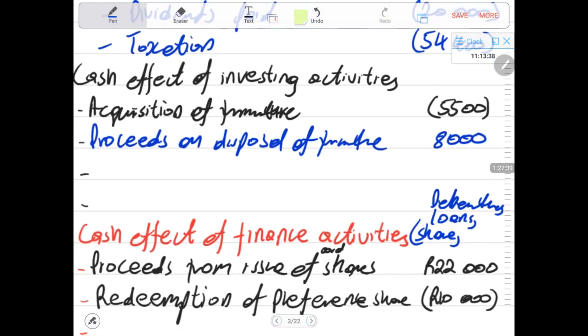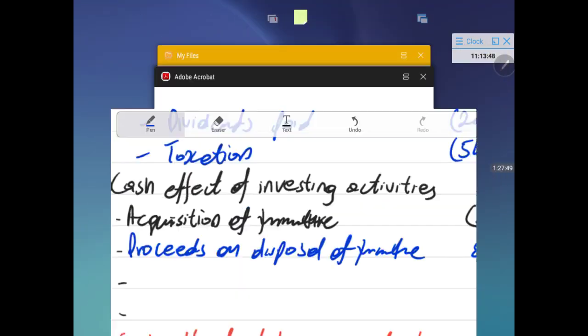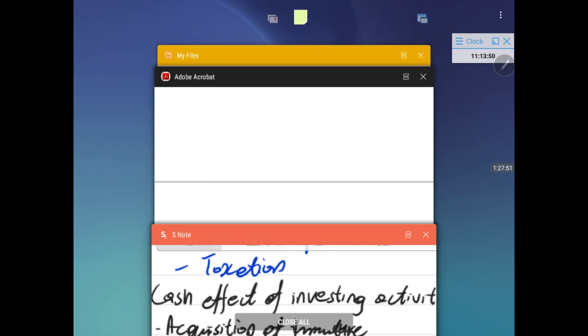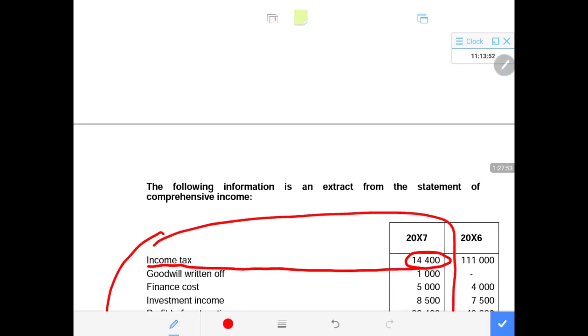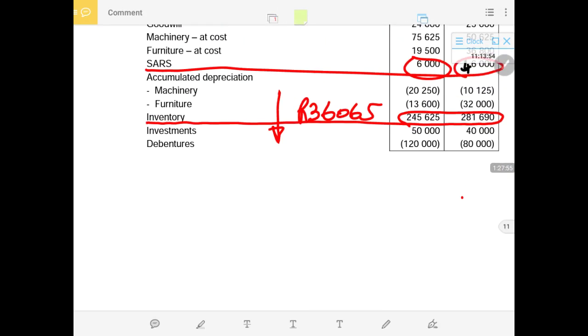Then we look at the other assets. Now we are done with that other part. We look at the other parts now that were not affected by the adjustments, and we go to another asset that we have.